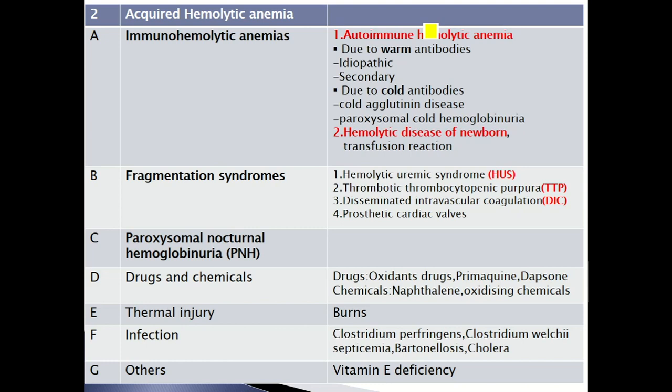Second is fragmentation syndrome, as we have discussed in the first flowchart, mainly three: HUS, TTP, and DIC. Third one, paroxysmal nocturnal hemoglobinuria. It is grouped under acquired hemolytic anemia, but there is some intrinsic defect. Now certain drugs and chemicals will produce hemolysis, as will thermal injury, burns, and certain infections, particularly Clostridium infection, which produces hemolytic anemia. Very important MCQ. The only bacterial infection, Clostridium; some other non-specific ones like Bartonella and cholera also produce hemolysis, and vitamin E deficiency again produces hemolysis. So these are the classification of acquired hemolytic anemia.